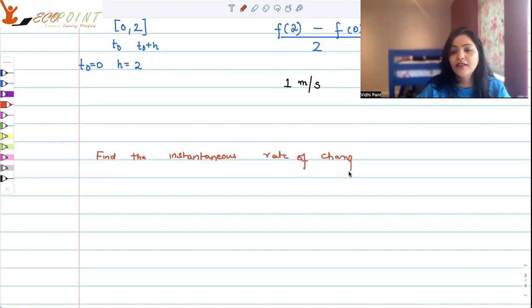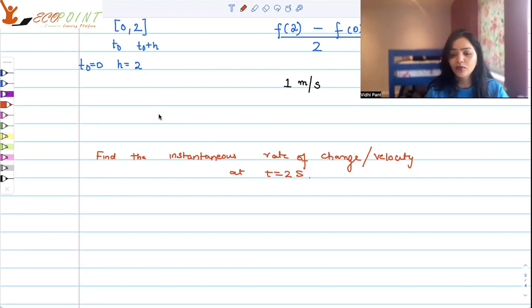Find the instantaneous rate of change, or velocity in other words, at a particular instant. So say at t equals 2 seconds. Your time t is 2 seconds. At 2 seconds, what is the instantaneous rate of change or velocity for the same function? Then what will be your answer?